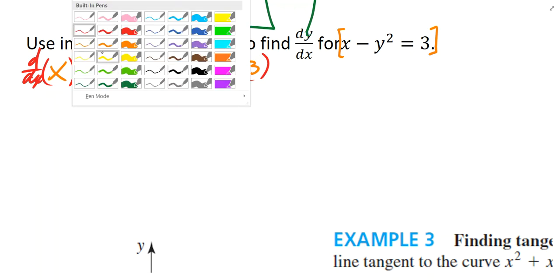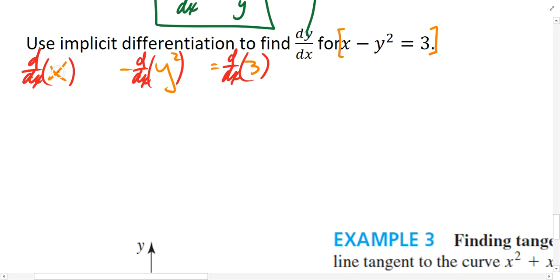Well, the derivative of x with respect to x, that's easy. Those two variables match, and the derivative is 1 here. The derivative of x is equal to 1. The derivative of y squared, now y is a different variable than x, so we're going to use the chain rule. Find the derivative of the outer function, 2y, multiply by the derivative of the inner function, which we don't know. That's the dy/dx component. And the derivative of our constant here, of course, is 0.